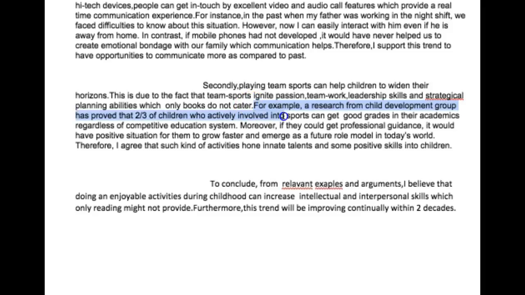We don't want to talk about our parents, our brothers, our cousins, or whatever, our friends. We want to talk about research, okay, from child development groups, for example. So, for example, research from child development groups has proved that two-thirds of children who actively write it, two-thirds, don't put the fraction, write it, who are actively involved in sports can get good grades in their academics regardless of competitive education system.